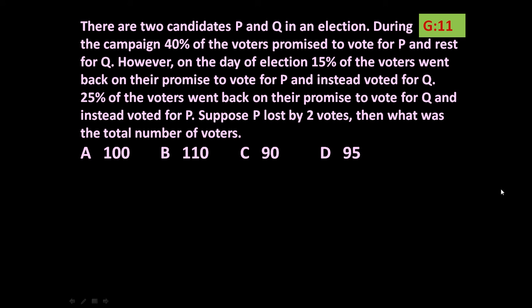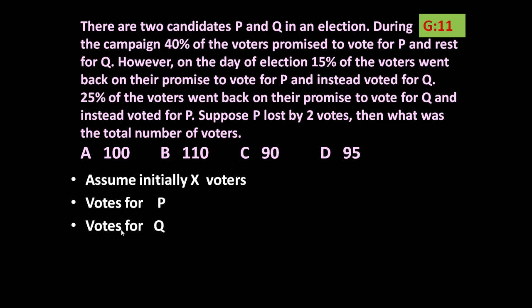So friends, to answer this question, first let us assume the initial number of voters is X. Now let us go statement wise. Votes for P and votes for Q. Initially 40% of voters promised to vote for P. So how many voters will vote for P? 0.4x, and the remaining 60% votes will go to Q. So Q will get 0.6x and P will get 0.4x.